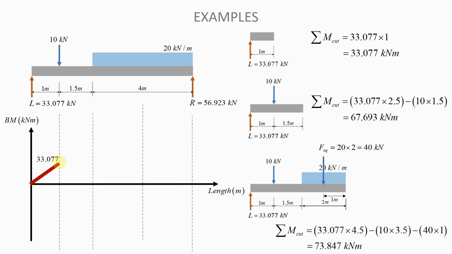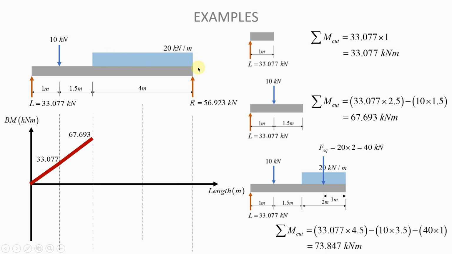33.077, which is here. And we also found that here, when we cut the beam here, the moment there is 67.693. So from here, we will again draw a line to 67.693, which is that point there. And here, as you can see, everywhere you have only point loads, it's a straight line on the bending moment diagram. But now it gets interesting where you have a distributed load.